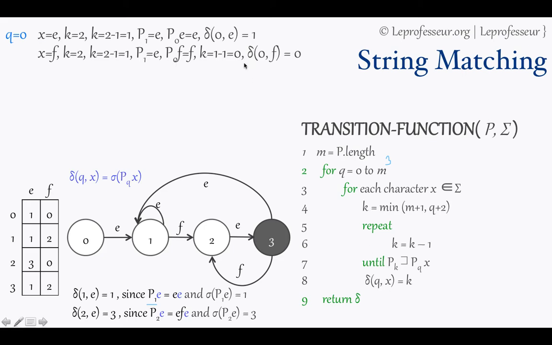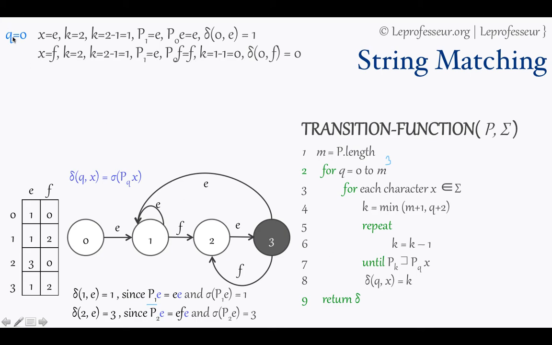Now e and f, so e is not the suffix of f. Then we simply go back and repeat k equal to k minus 1. So k equals 1 minus 1 equals 0. Now we see that p0 is nothing and p0f is f. So 0 or the null string basically is a suffix of any string, and delta 0f equals 0. So we find delta 0f equal to k equal to 0.